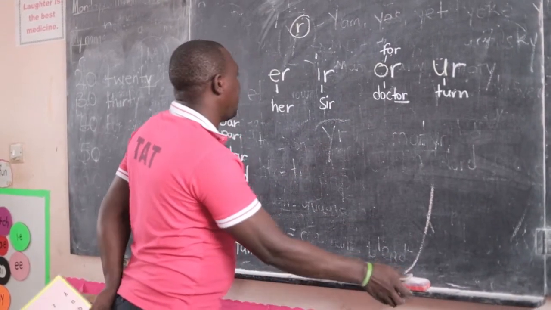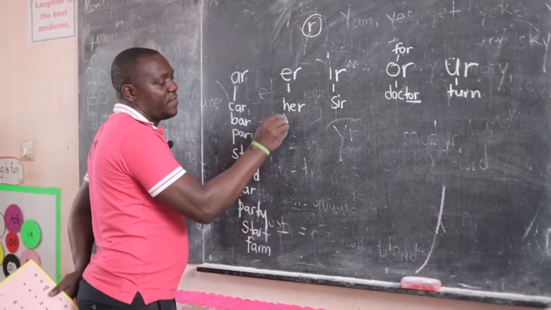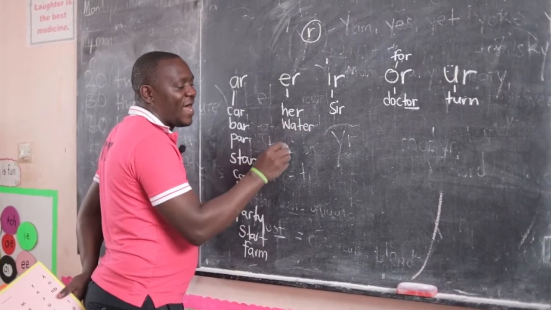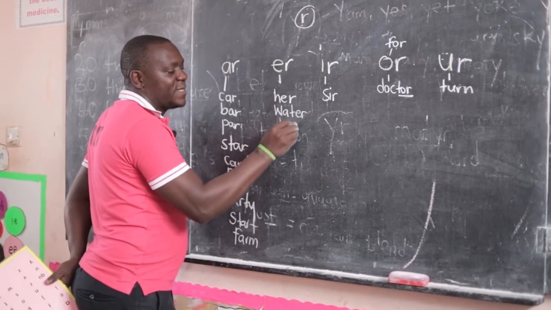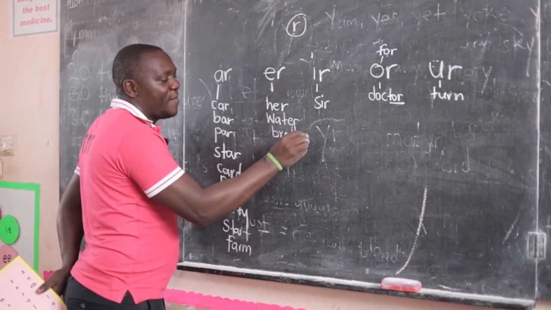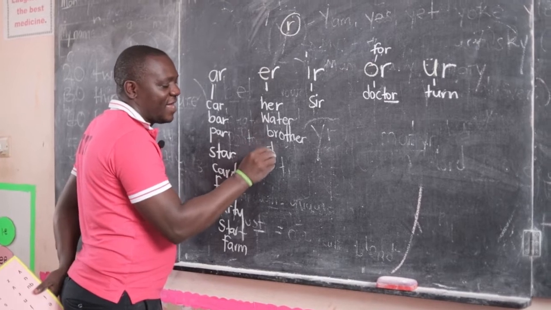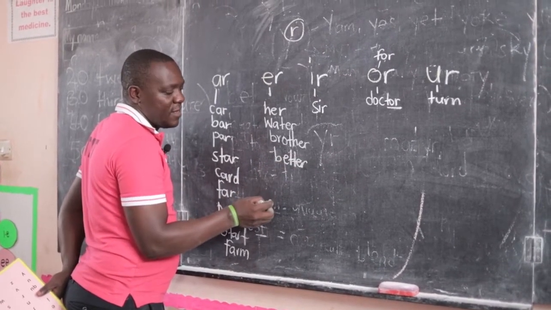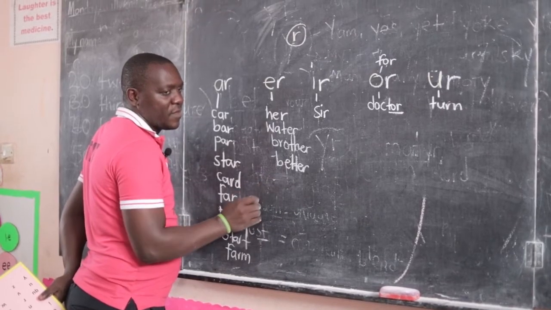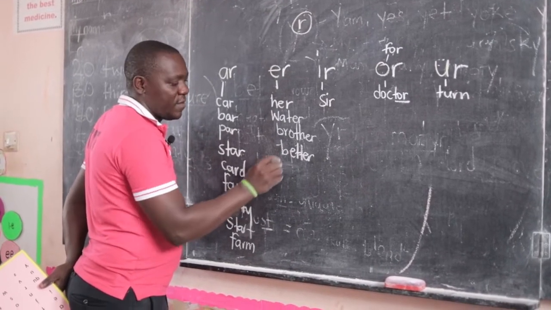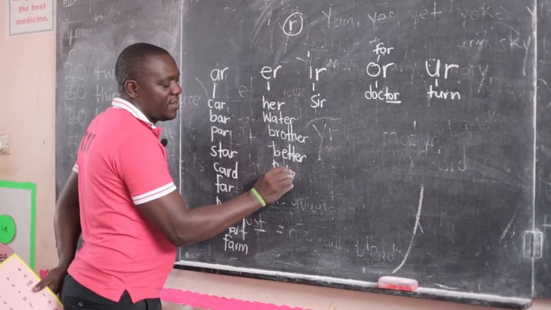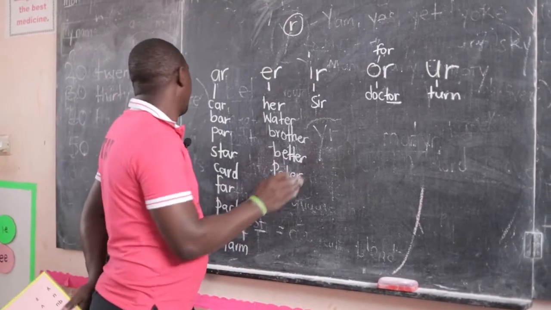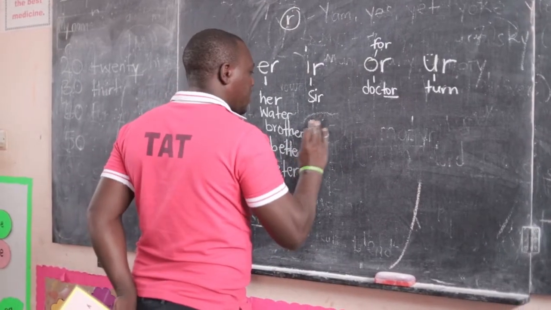Now this is the R for, which other word here? Water, brother, sister, mother, better, father, winter, Peter. Are we getting it? Now this one is the R.